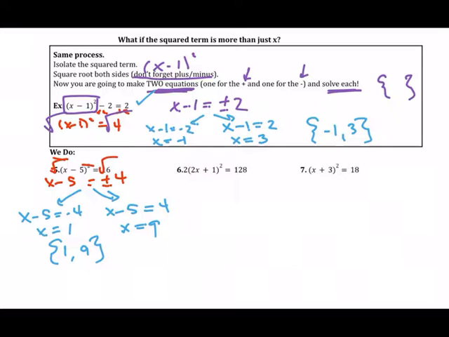Why don't you go ahead and pause the video and work through 6 and 7 on your own. See how far you can get. Remember, you need to isolate the squared term first, and then unpause the video and see how you did.